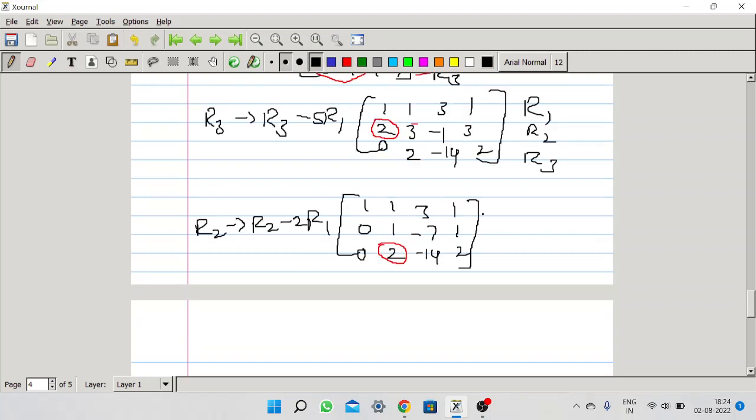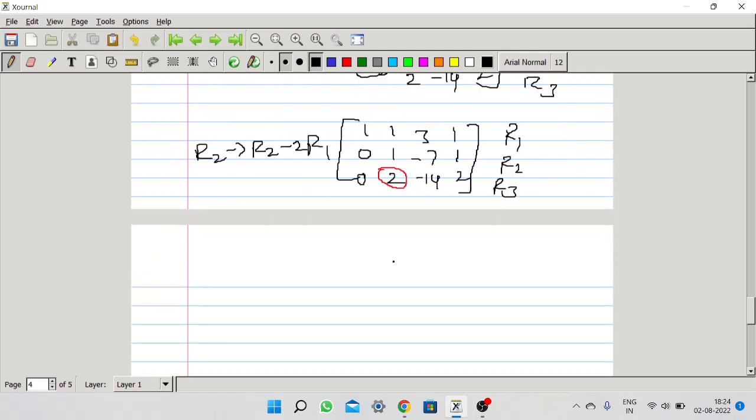I already told you why we are using R1 here, to make this element 2 as 0 in the first problem. So the operation here is R3 will become, here we are using R2, sorry, R3 minus 2R2, because we already have 0 here in this element, so that this element will not get changed. So we are using the row R2. First row will remain the same.